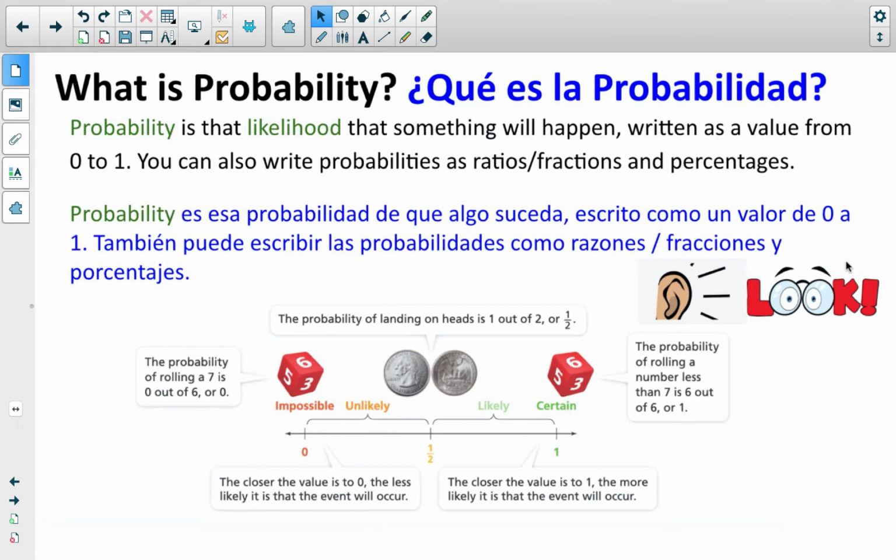Probability, as a reminder, is the likelihood that something will happen, and it's generally written as a value from 0 to 1. You can also write these as ratios or fractions and also as percentages. We've been dealing with this probability scale consistently ever since we started on Thursday. Remember, 0 is impossible. Anything greater than 0 but less than a half is unlikely. Anything greater than a half but less than 1 is likely. And then 1 is certain. It's like 100%. And a half can be referred to as equally likely or just as likely as not, because that's a 50-50 type situation, like flipping a coin.